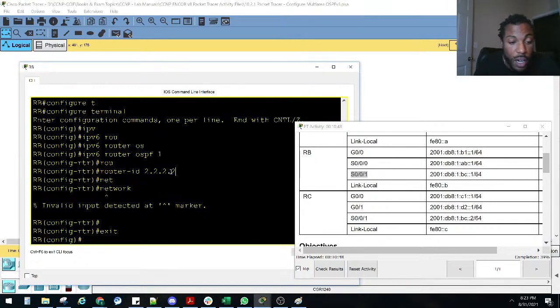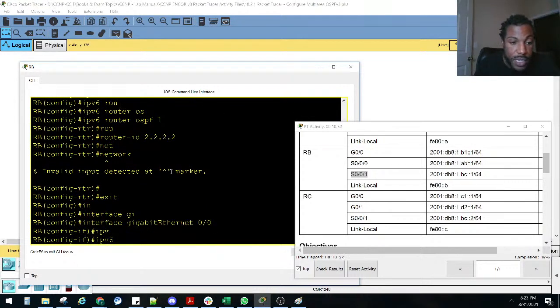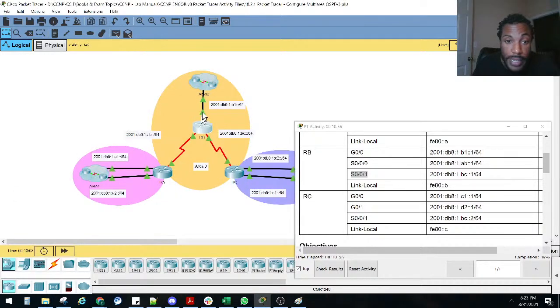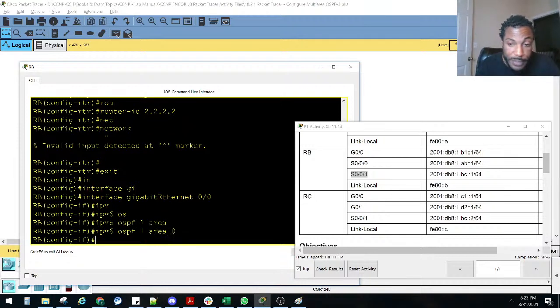So, interface gig 0/0, IPv6 OSPF. These guys are all in area 0. So area 0, area 0, area 0. All in area 0. What type of OSPF router is he? Y'all want to know? Or y'all can put that in the chat. Pop quiz of the day. I haven't done those in a while. Area 0. We're at 50% complete, so we're halfway done.